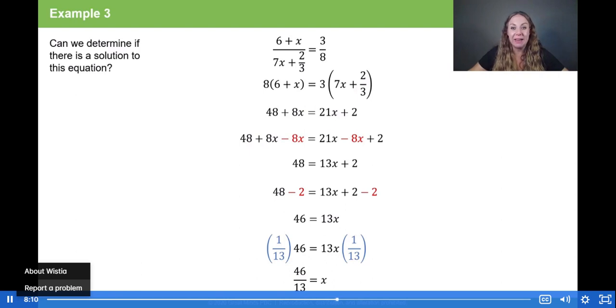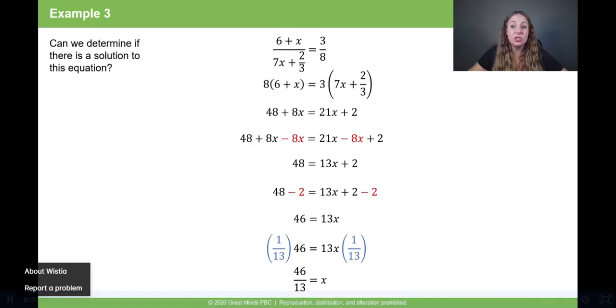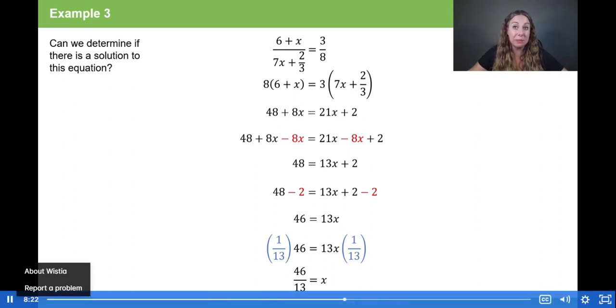46/13 equals x. You may be thinking that we are leaving these fractions unfinished, but since the directions don't tell us what form to leave our answer in, we can leave 46/13. This is acceptable. So let's take a look at one more.